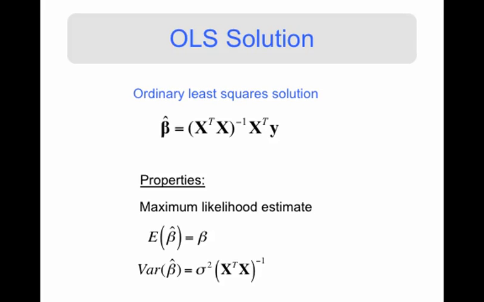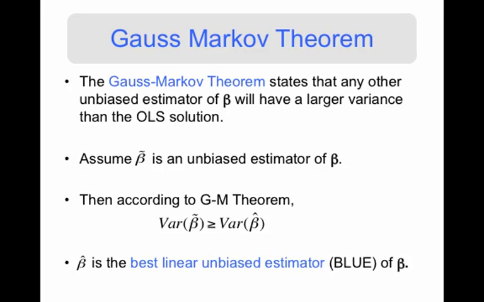So we know all this information about the OLS solution. One question that we could ask is, is it possible to find another estimate of beta, say beta tilde, that has a smaller variance? So can we do better than this estimate? Well, the Gauss-Markov theorem says that we can't. The Gauss-Markov theorem states that any other unbiased estimate of beta will have a larger variance than the OLS solution.